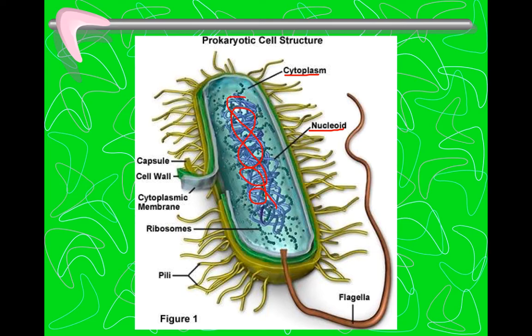Some prokaryotes have a flagella. Here we have pili. These are these kind of things that are coming out. Then we have ribosomes, which are the dots in here. Cytoplasmic membrane, which is this kind of light blue. Then we have the cell wall, which is in green. And then surrounding that, we have this capsule.